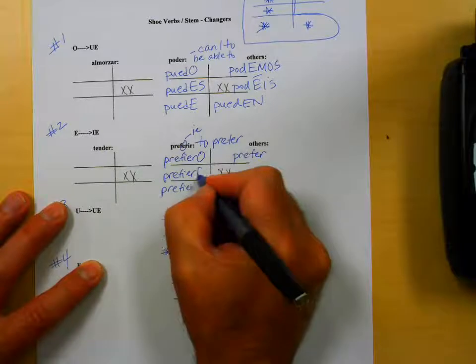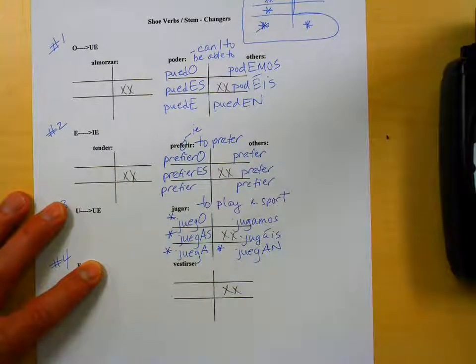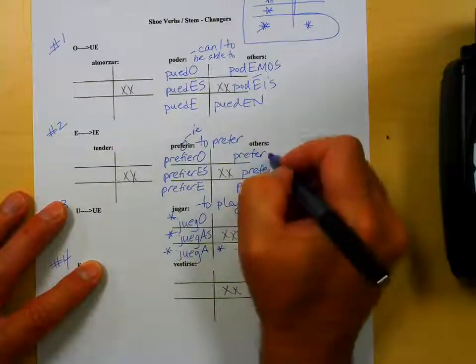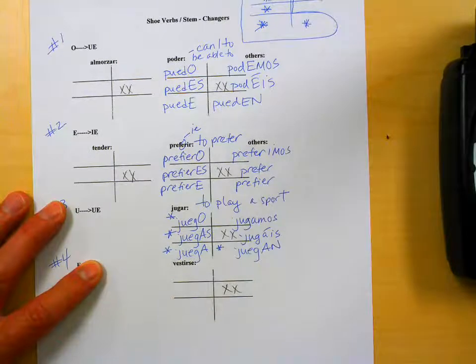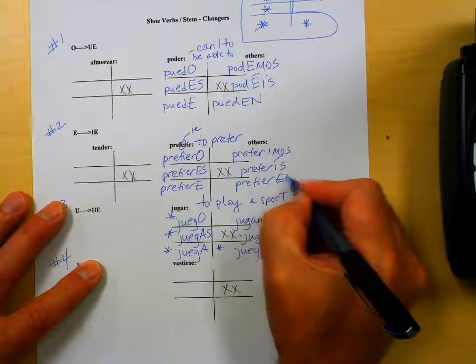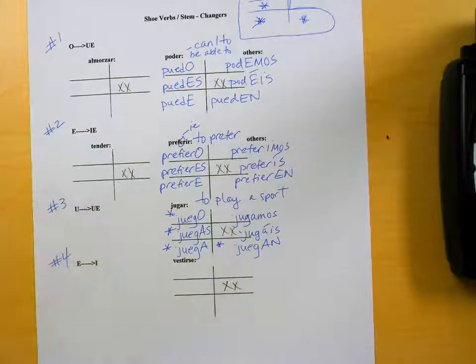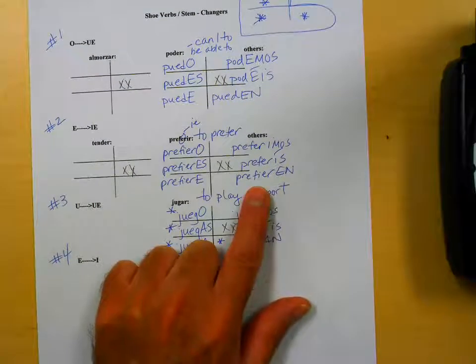In the tú box, you add es. So we get prefieres. Ella, usted is prefiere. Nosotros, we just add imos. Vosotros, we just add ís. And in the ellos, ellas, ustedes box, we add n, so we get prefieren.